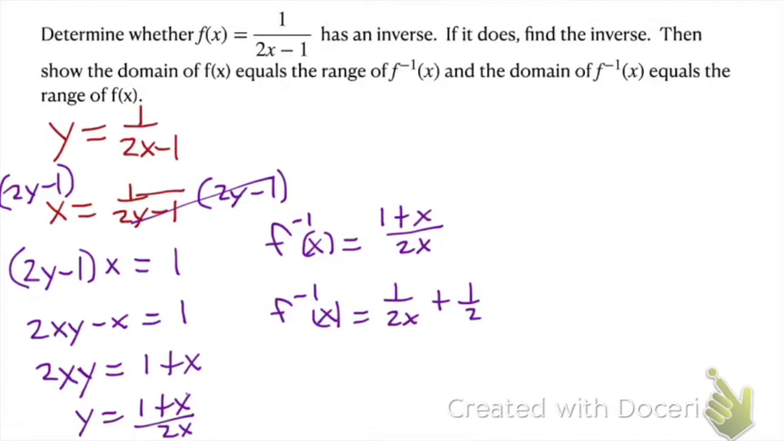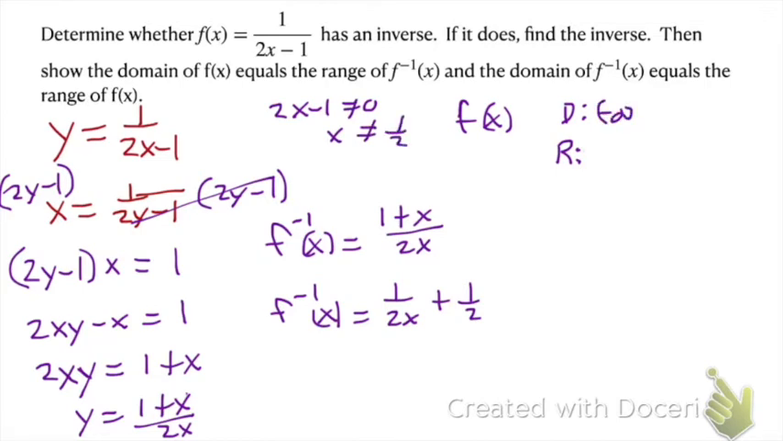Now we want to look at the domains and ranges. So the domain of f of x. What makes the denominator go to 0? That is excluded. If you set that equal to 0, 2x minus 1 equals 0, you will find that x cannot equal 1/2. So our domain is negative infinity to 1/2, union 1/2 to infinity.